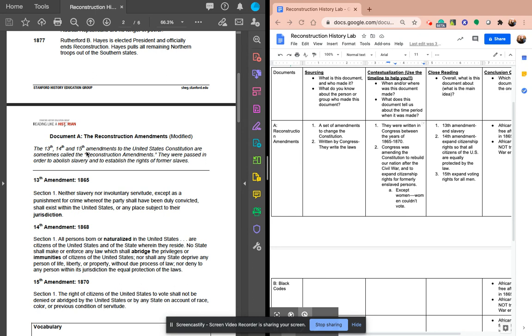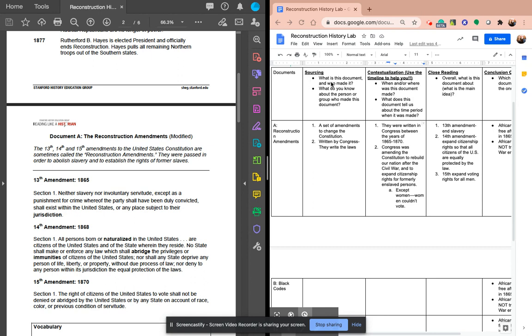So this one in particular is about the Reconstruction Amendments, and it tells you that the 13th, 14th, and 15th Amendments to the United States Constitution are sometimes called the Reconstruction Amendments. They were passed in order to abolish slavery and to establish the rights of former slaves. So that right there is going to give me some of my sourcing and my contextualization information. So before we even get into the reading of the document, let's go to those different tasks.